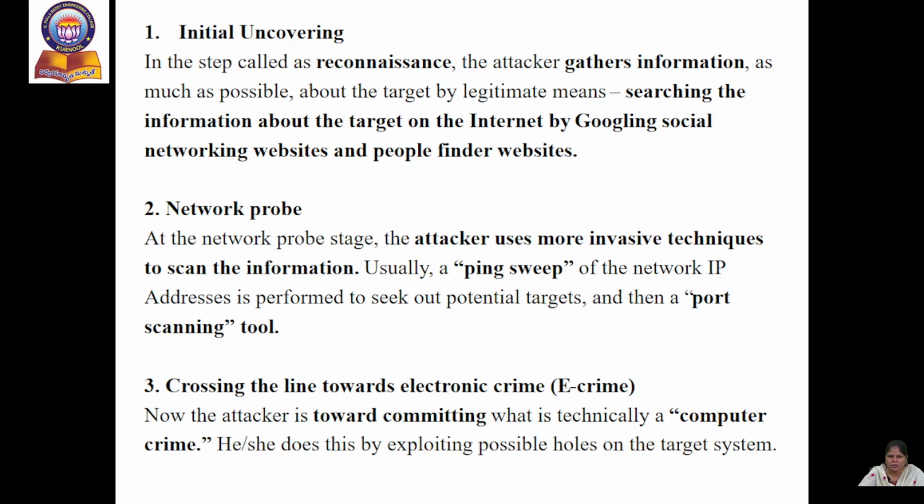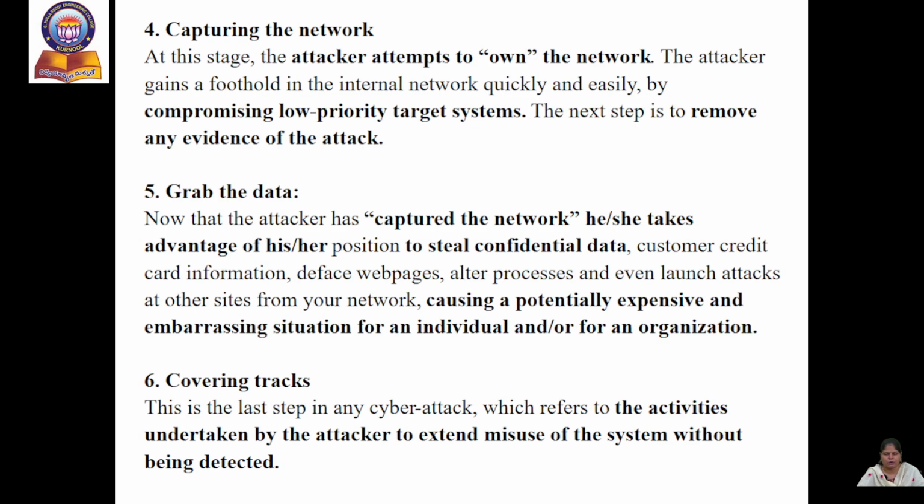And then in the third stage, he will cross the line towards electronic crime. Now the attacker is committing what is technically a computer crime. He or she does this by exploiting possible holes in the target system. He will check the weaknesses of the particular user's system, and through those means he will get access to the computer or the system of the user.